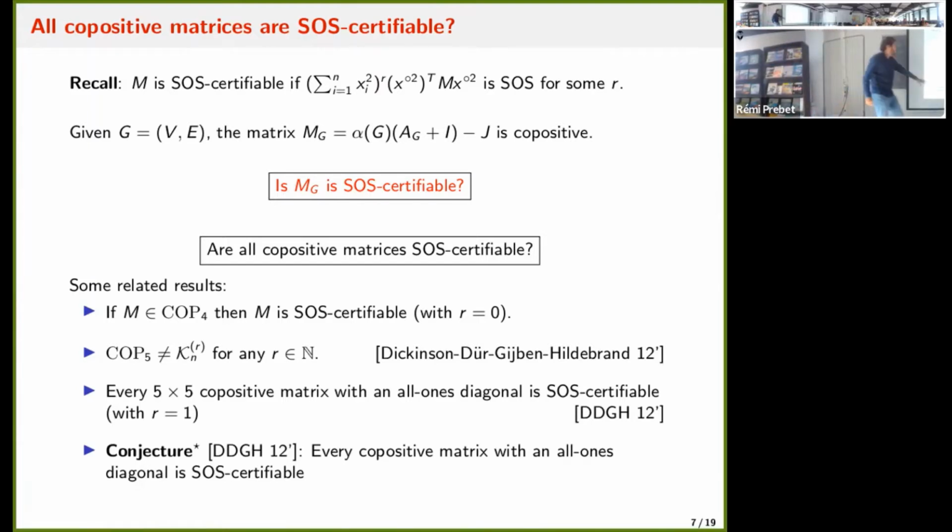And observe that this conjecture would imply that Mg is SOS certifiable, because if you look at the diagonal of the matrix Mg, all entries in the diagonal are equal to alpha minus 1. So if you divide by alpha minus 1, it is somehow an all ones copositive matrix, and then this weaker result, weaker than the conjecture, I mean, would imply our main question.